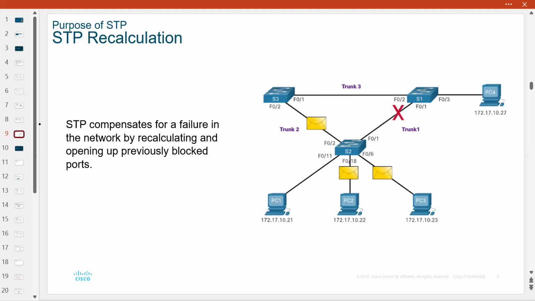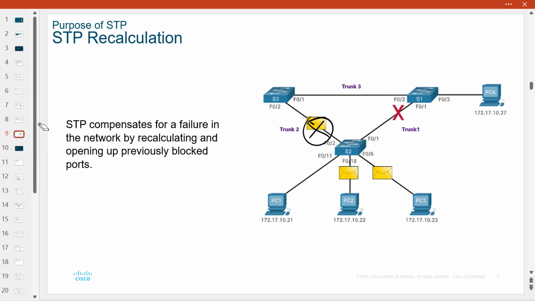Recalculation. When you talk of recalculation, as I said before, it's a case where we had blocked this one. But now the link has gone down, the blocked port has been enabled, and we are no longer able to access switch number 2. So how do we deal with that?